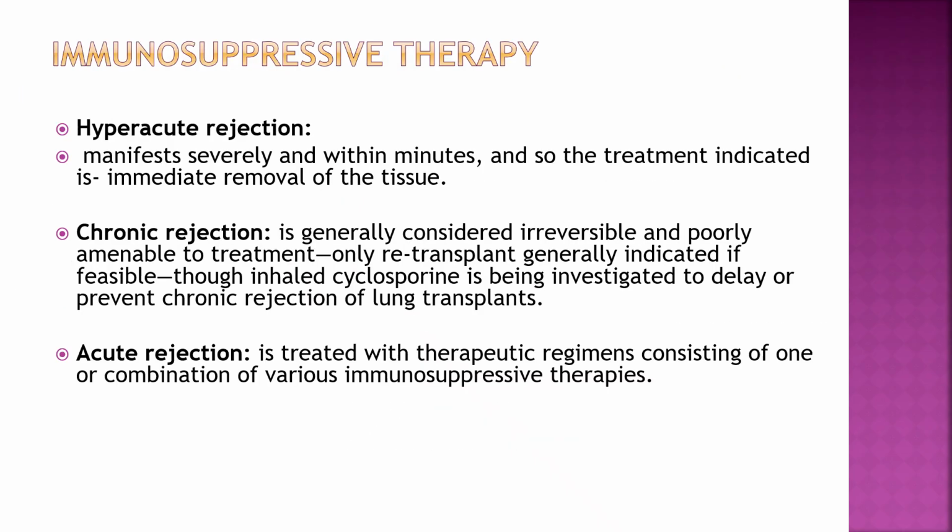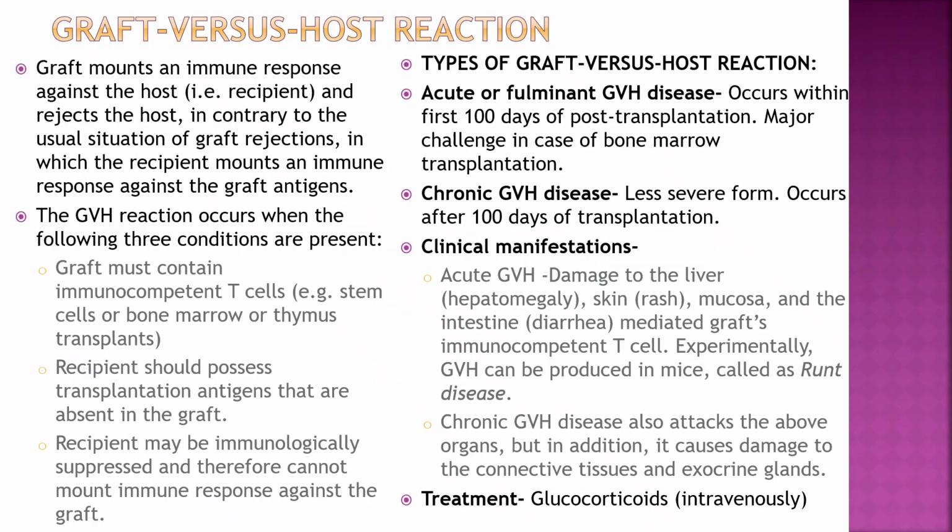Immunosuppressive therapy: hyperacute rejection manifests severely and within minutes, so the treatment indicated is immediate removal of the tissue. Chronic rejection is generally considered irreversible and poorly amenable to treatment. Only retransplant is generally indicated if feasible, though inhaled cyclosporine is being investigated to delay or prevent chronic rejection of lung transplant. Acute rejection is treated with therapeutic regimens consisting of one or a combination of various immunosuppressive therapies.